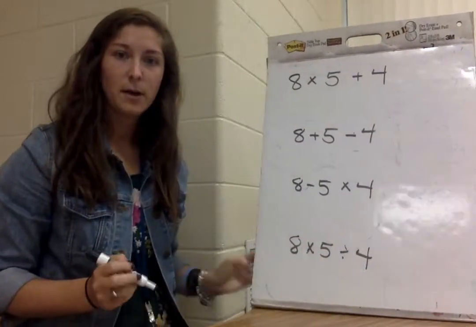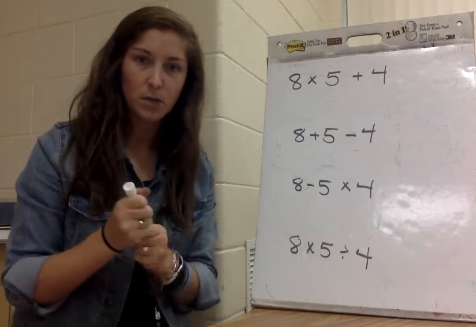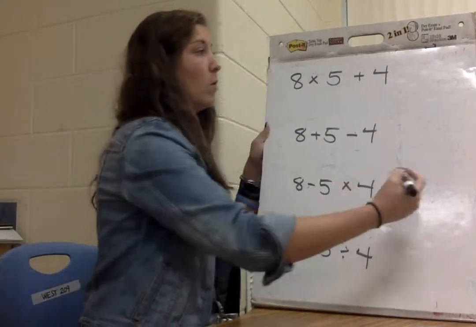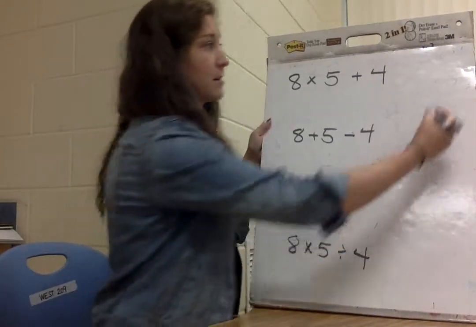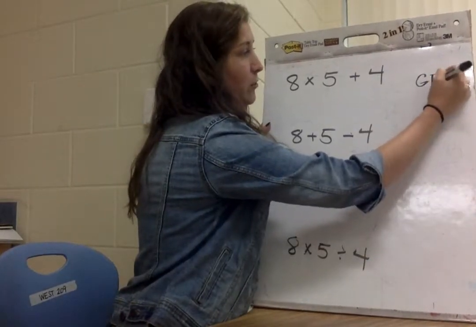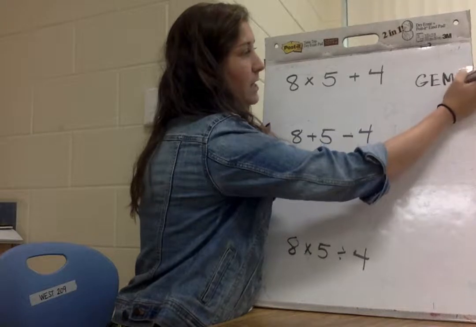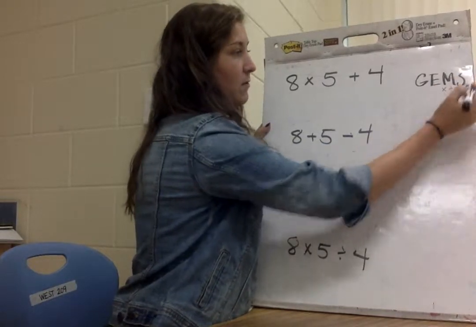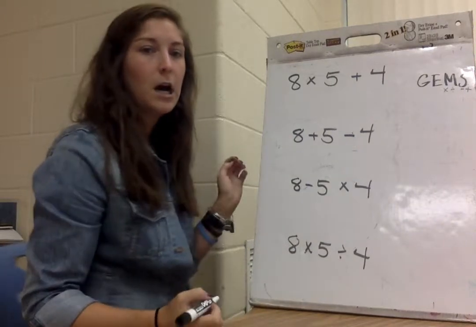When we talked about order of operations, we talked about something called PEMDAS, or GEMS. When we talked about GEMS, the G is for grouping symbols, E is for exponents, M is for multiplication and division, and S is for addition and subtraction.